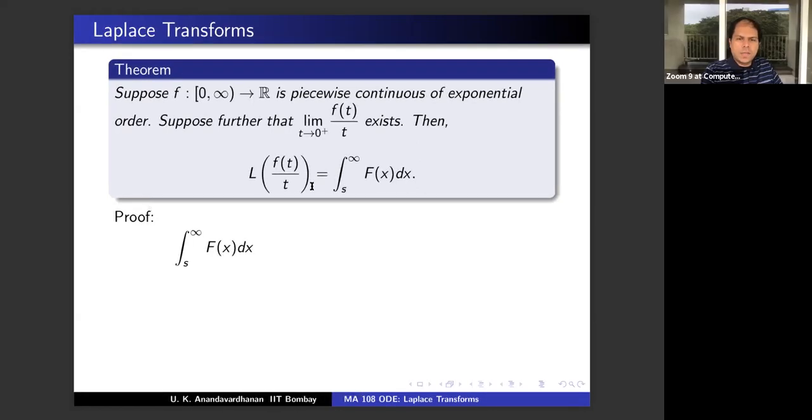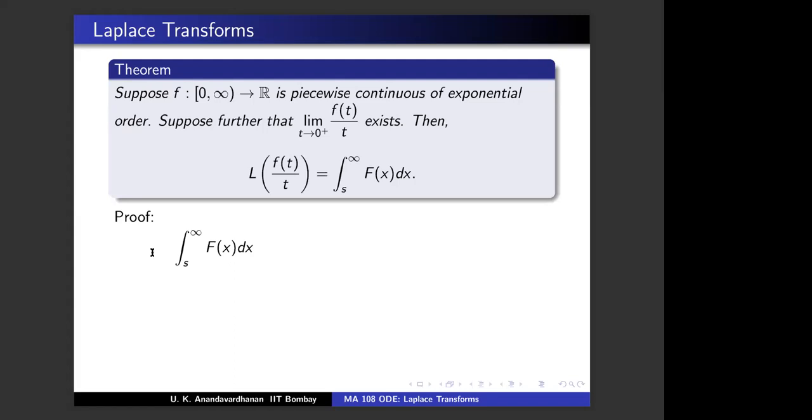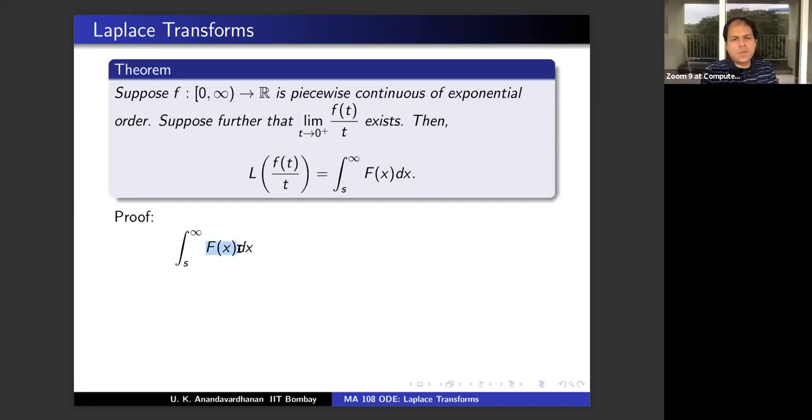So you start with this thing, the integral from s to infinity of F of x dx. What will be your next step? You tell me. There is an obvious next step. We can substitute capital F as the Laplace expression. Yeah, you have the 0 to infinity definition of F of x, no? So you plug that in. So you'll get a double integral.